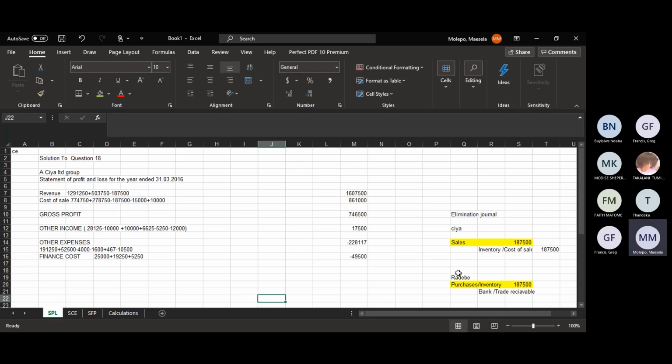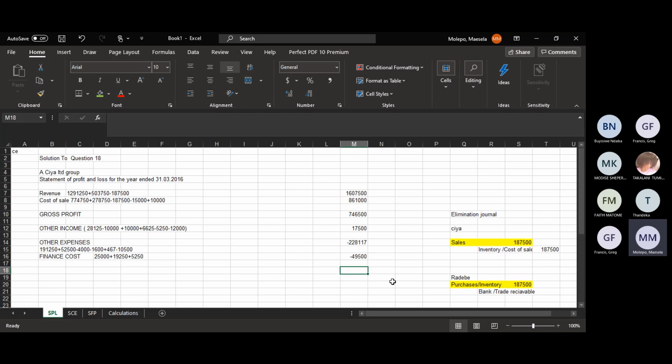Then we're going to have the profit before tax, which will be calculated as gross profit, which was 746,500, you add 17,500, you less 228,117, you less 49,500. I have a profit of 486.